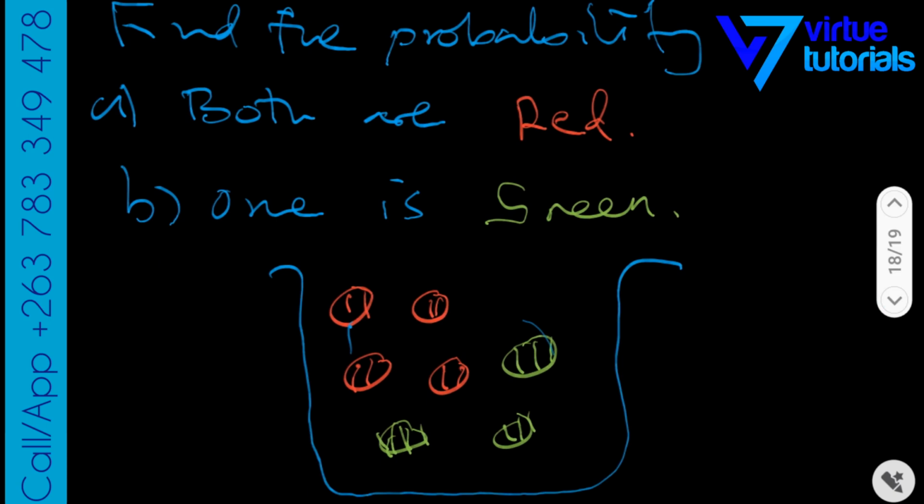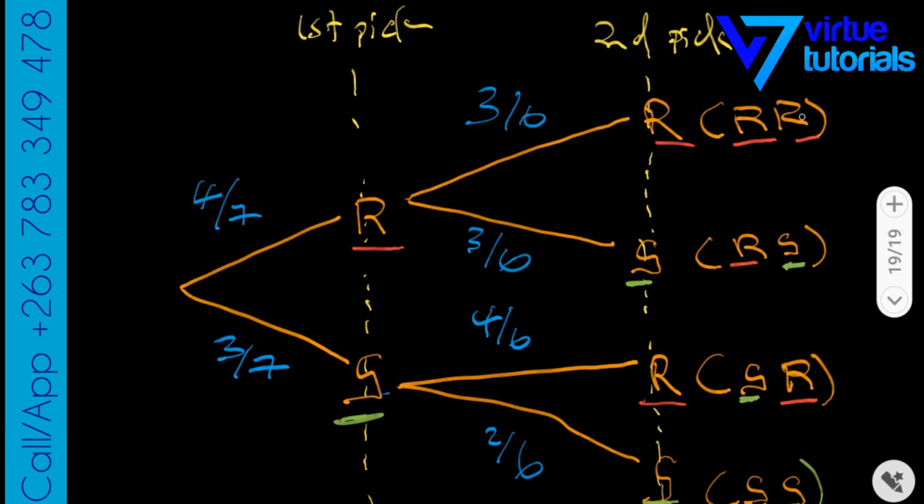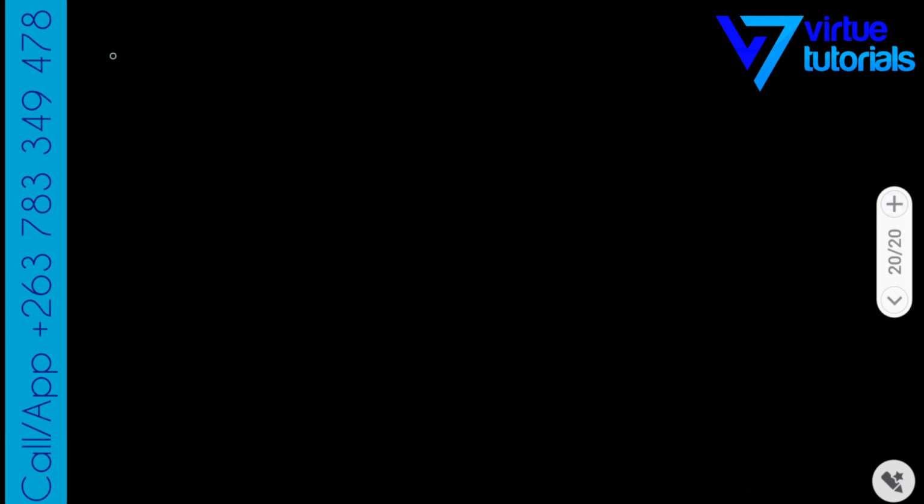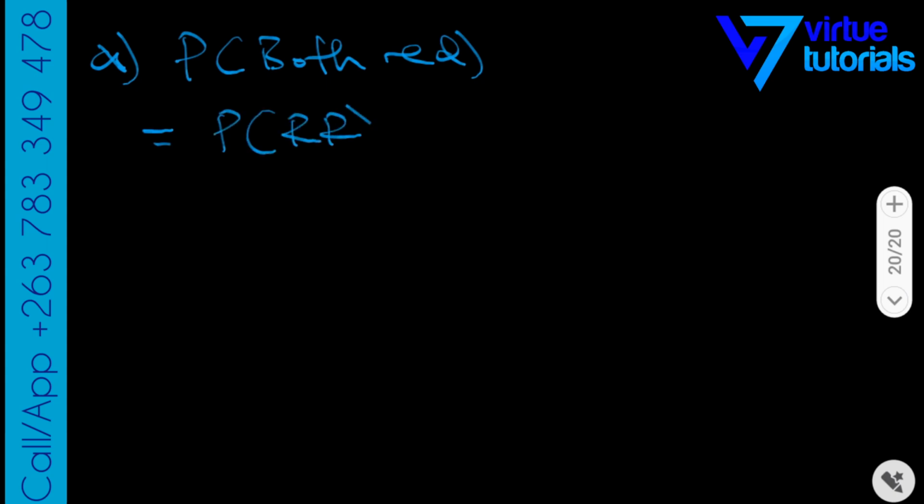The questions are: find the probability that both balls are red, or the probability that one ball is green. So let's start with the first one. Both balls are red. You just go to these combinations and you look for a combination with 2 red, which is this one here. We want to find the probability of getting this combination. So the probability of both red is equal to the probability of the RR combination.